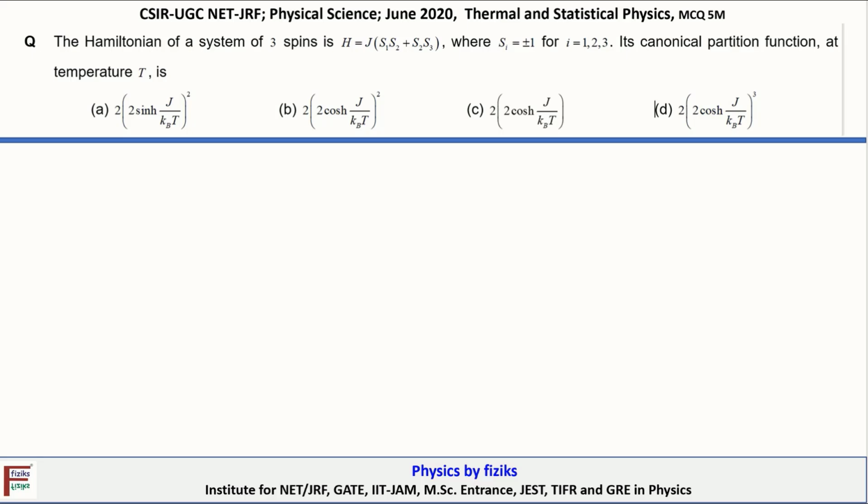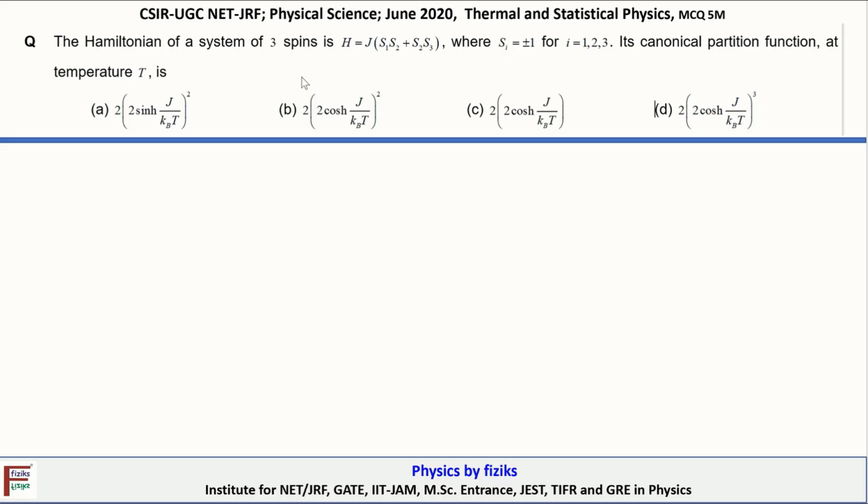Let's continue with the next question. The statement is: the Hamiltonian of a system of 3 spins is given by H = J(S1S2 + S2S3), where Si = +1 or −1 for i = 1, 2 and 3. Its canonical partition function at temperature T is given by. Before we work out the partition function, it is essential to look for the possible microstates that this 3-spin system can acquire.